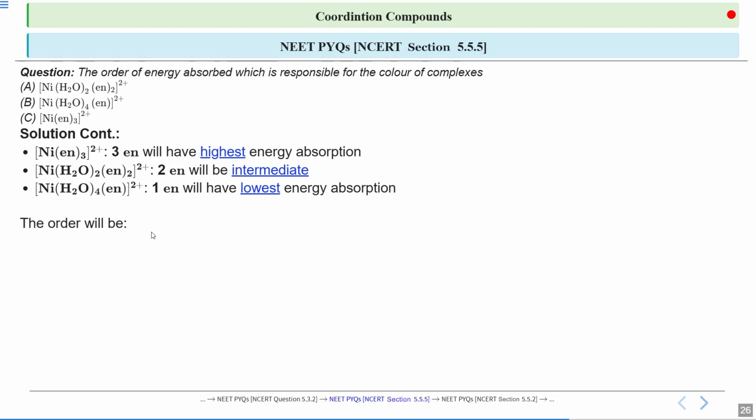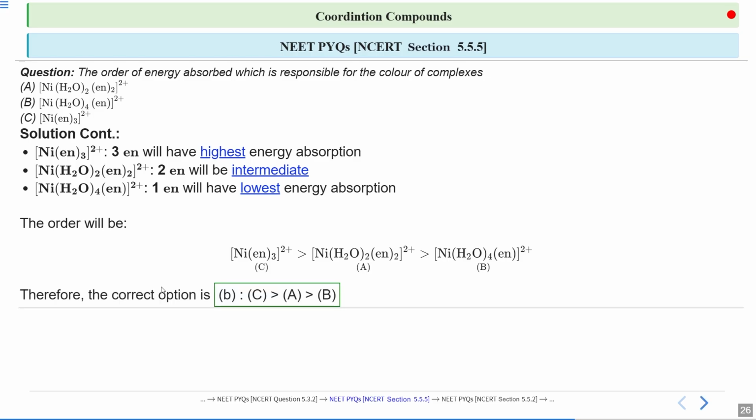So the order you can arrange will be highest for the C complex due to the presence of 3 en molecules, which is responsible for the highest energy absorption due to their larger field splitting than the water molecule. Then comes in the order the A complex, because of the presence of an equal number of water ligands and en ligands, and then the lowest energy absorption will be by the B complex because of the presence of a higher number of water molecules as ligands compared to the en ligand.